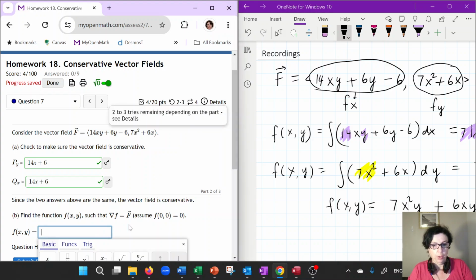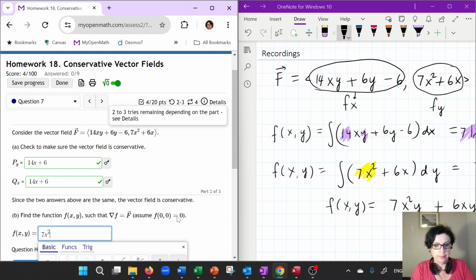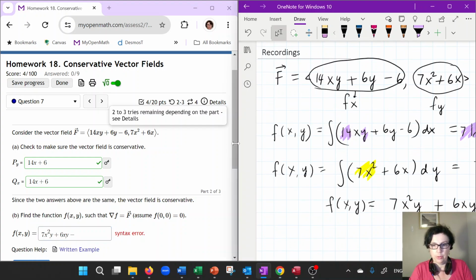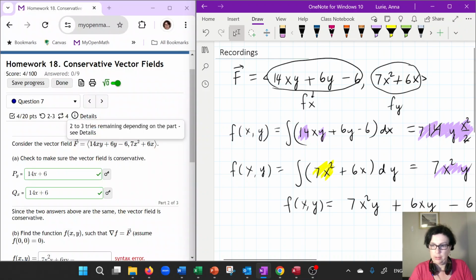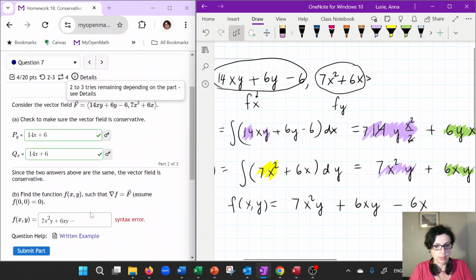Okay, so let me see if I can put that in here. And then I believe there was one other term that I cannot see right now, and that is minus 6x.